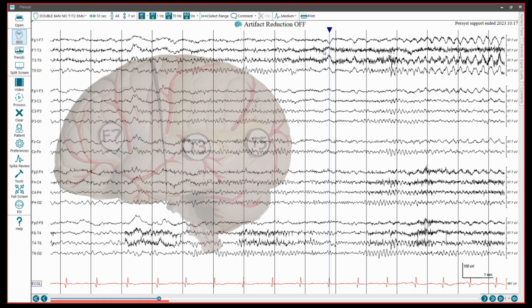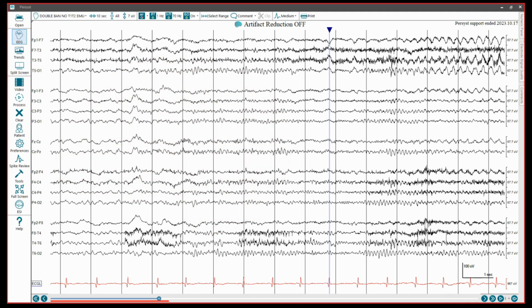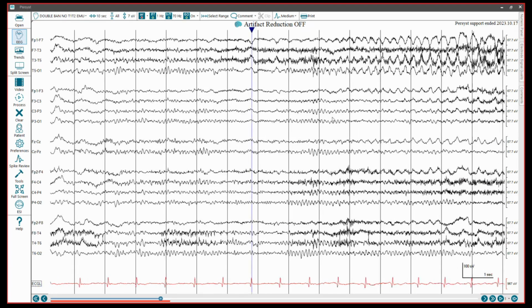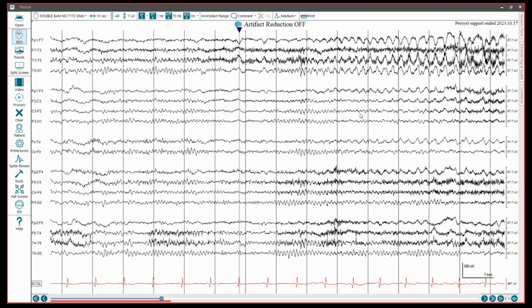Maybe F7 has a little bit of a discharge, so it's being emitted within the cortex, maybe a little bit closer to F7 than it is T3. And this is interesting. We see an emergence of a left temporal seizure.